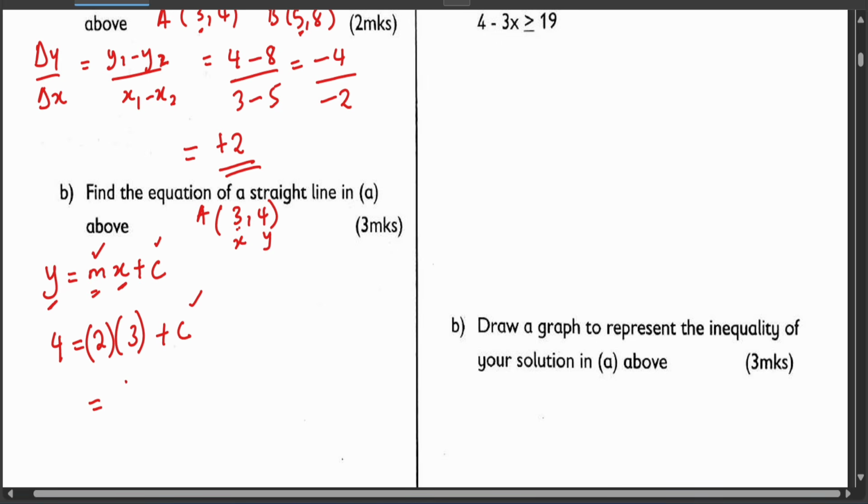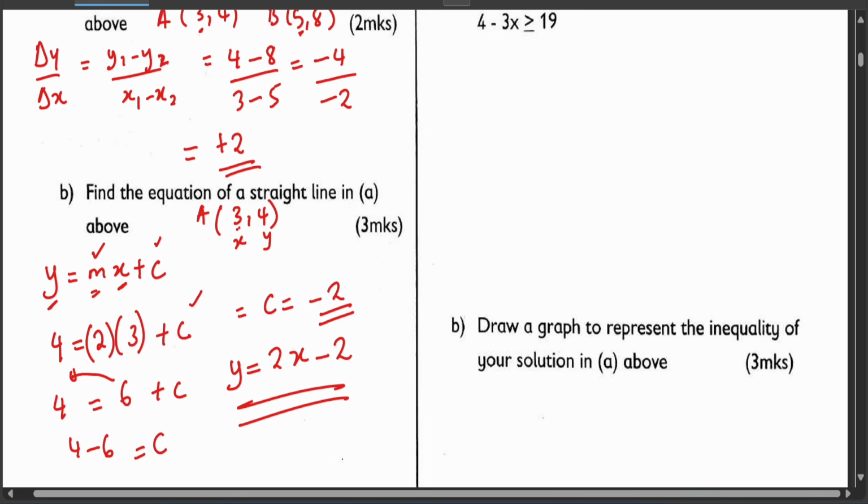So 2 times 3 is 6, equal to 4 plus c. So what is c? Take 6 to the other side, so it becomes 4 minus 6. So our c is equal to 4 minus 6, which is negative 2. So when you're writing the equation now, you write y equal to your gradient, which is 2, then you write x plus your c, which is plus negative 2, which is negative 2. So that's it.